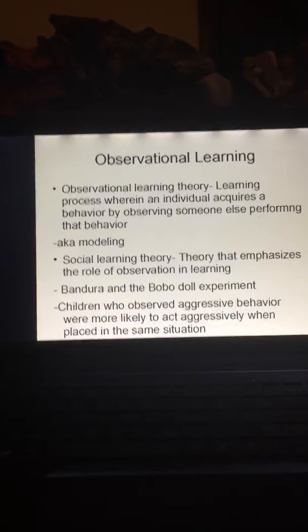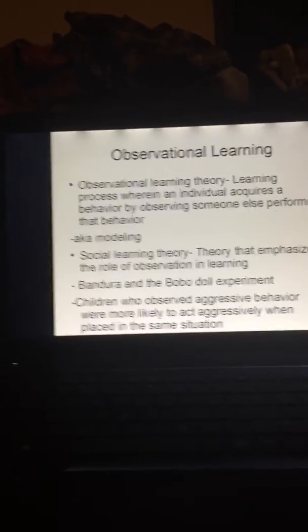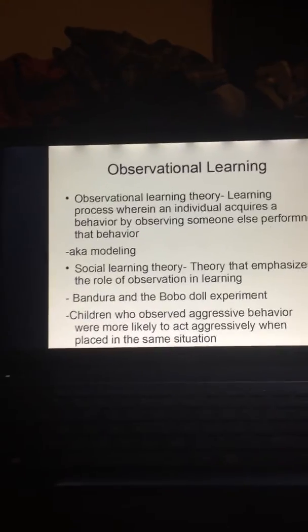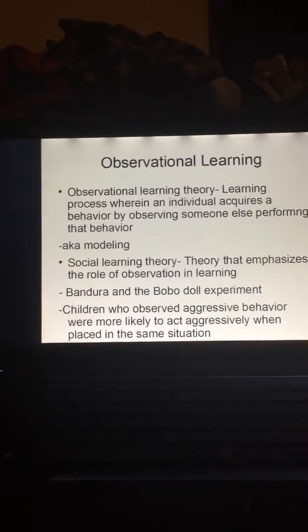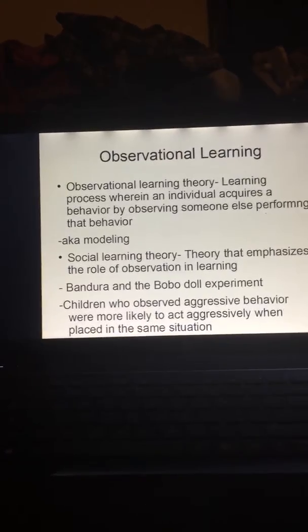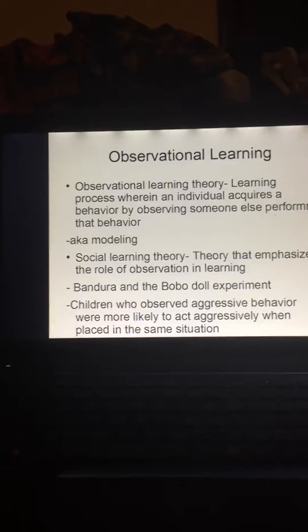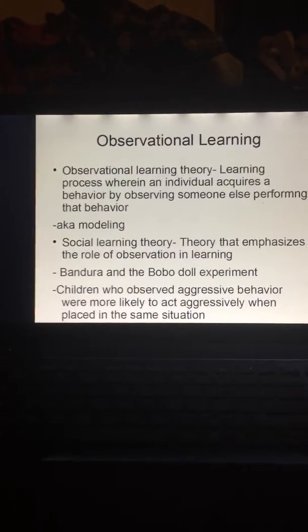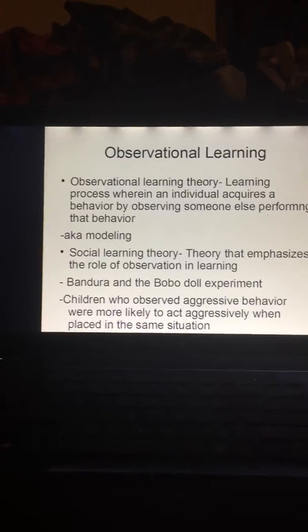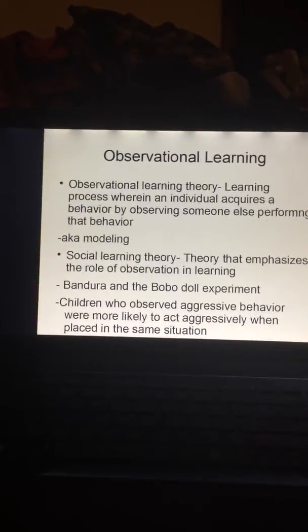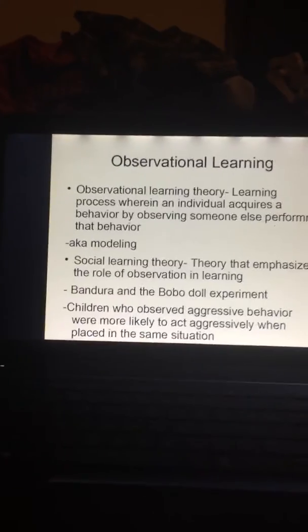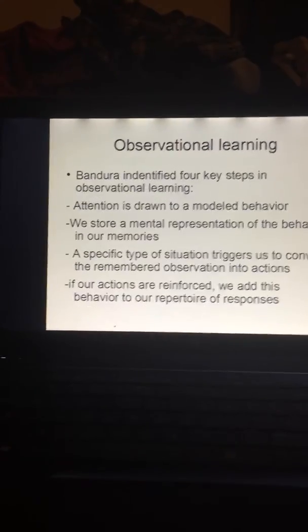They're in the situation with the Bobo doll. What do they do? Well, they saw an adult beat on the Bobo doll. Maybe that means they can too. Children who observed aggressive behavior were more likely to act aggressively when placed in the same situation. Especially if it's an aggressive behavior modeled by a role model. This is the role of observational learning.